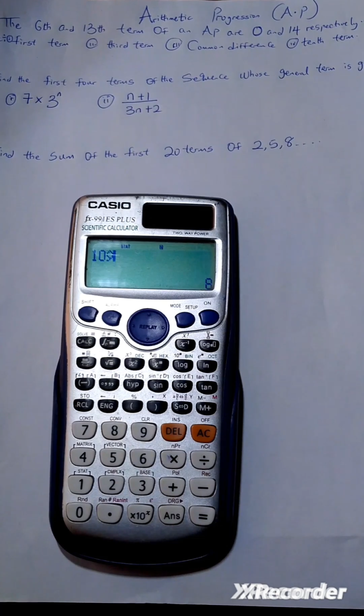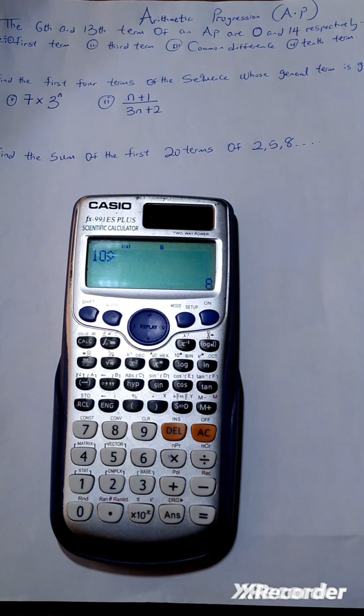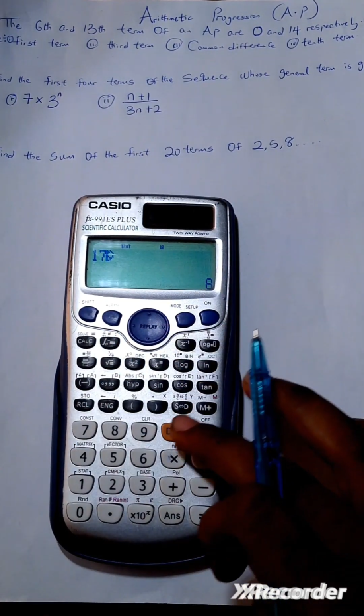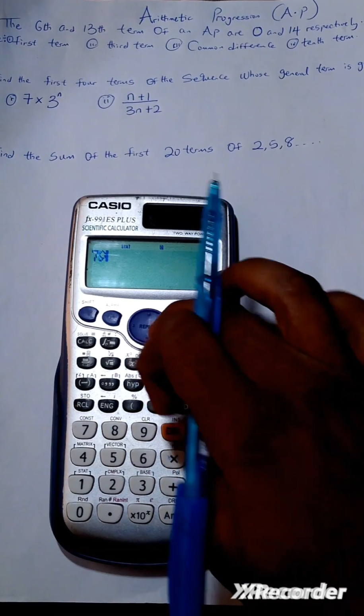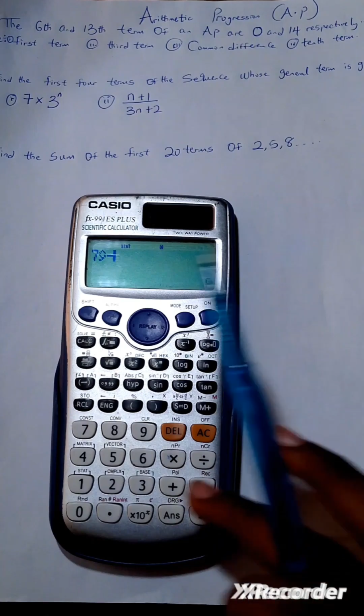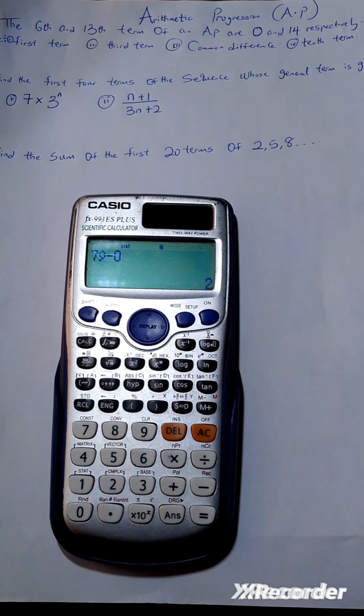Now to look for the common difference between 2 terms in an arithmetic progression, you have to subtract the preceding value from the next value. Now to look for the common difference here, the next value to 6 is the 7th term, so that will be 7. That is 7 minus, what is the value for the 6th term? The value for the 6th term is 0, so just input 0. So our common difference is 2, as you can see.